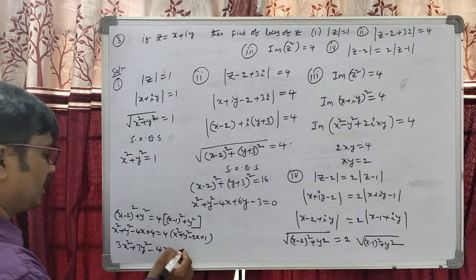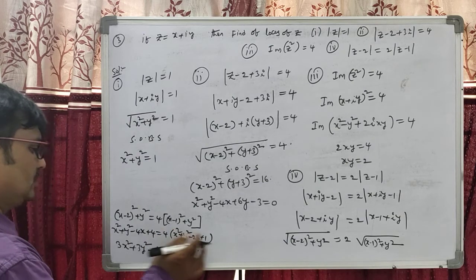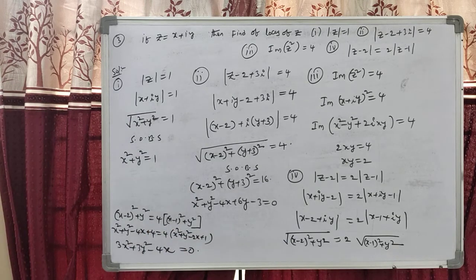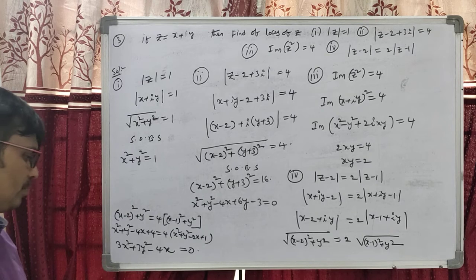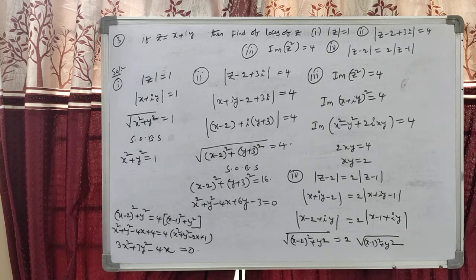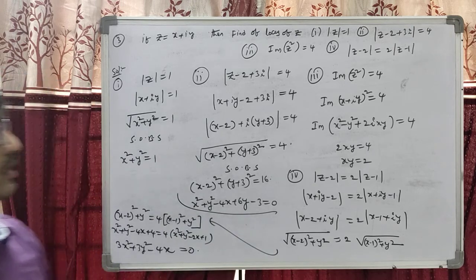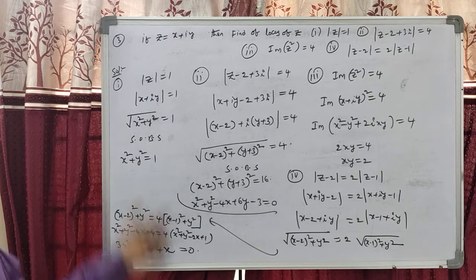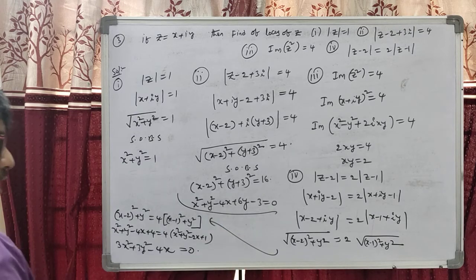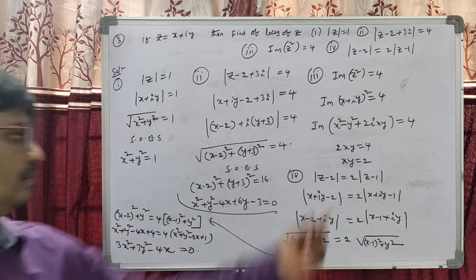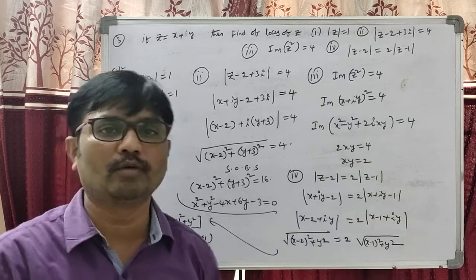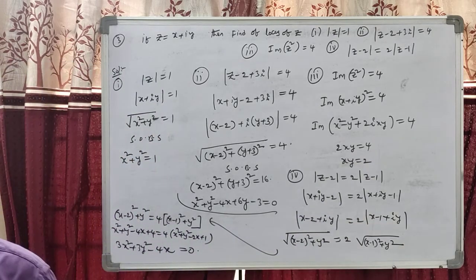After that the 4 cancels. 4 minus 4 is 0. So 3x square plus 3y square minus 4x equal to 0. Is it clear students? This is the locus of z. The locus of z is a circle. Okay students.